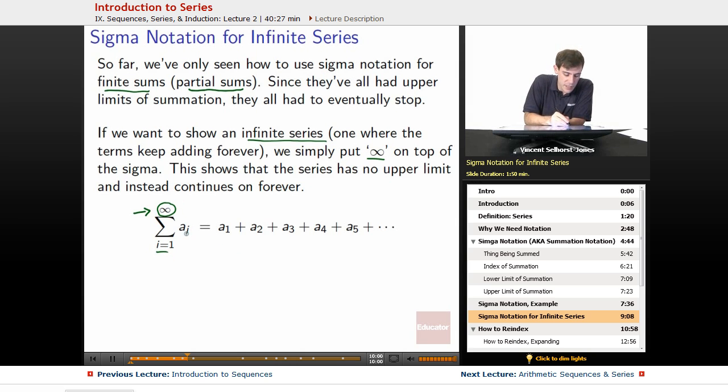So since it's a sub i, we'd have a1 first because it was a 1 for our lower limit, then a2, and then plus a3, and then plus a4, and then plus a5, and it will just keep going on forever because it is an infinite series that we're working with.